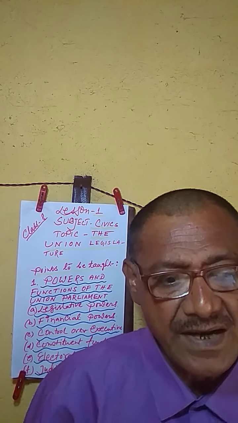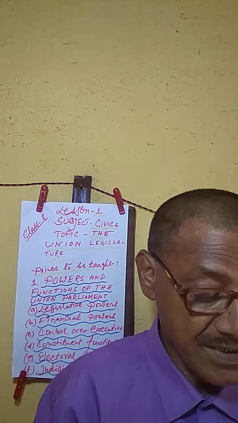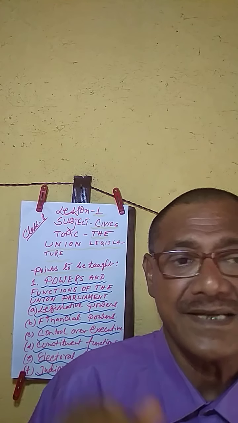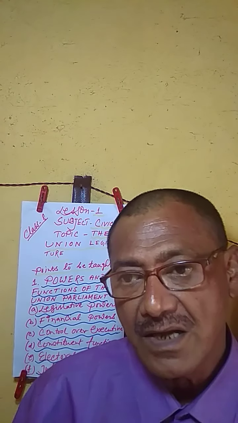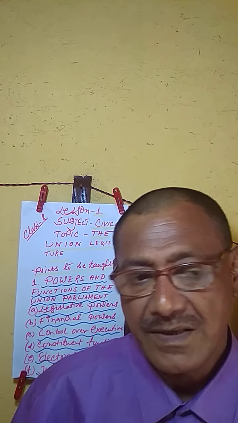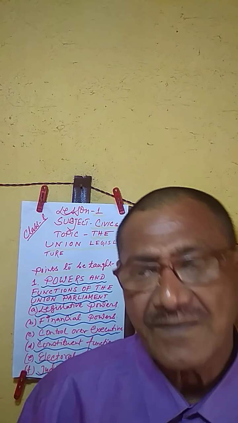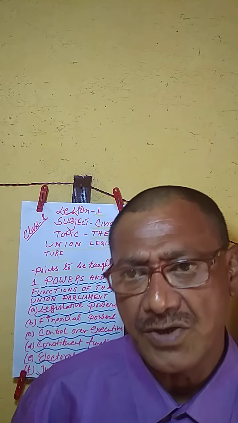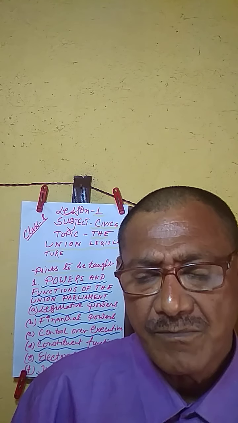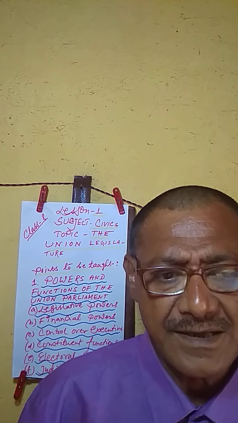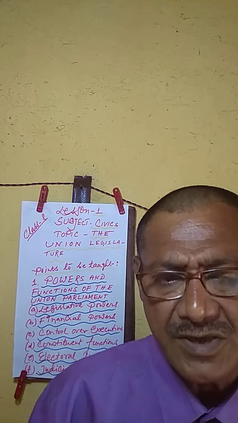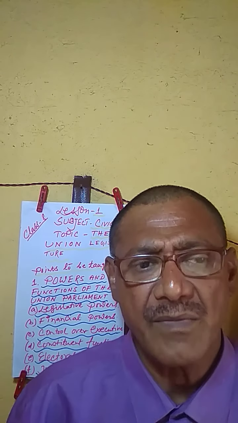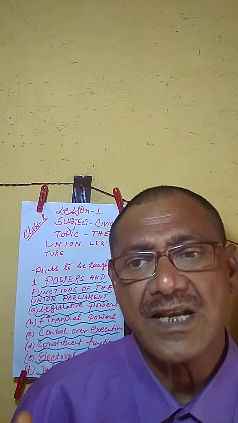Now, on a subject in the concurrent list, both the Parliament and the state can make laws. But the laws of the Parliament surpass the laws of the state, which establishes the superiority of Parliament. That means the role of Parliament is more important than the role of state legislatures. So in this way, Parliament establishes its influence over the state legislature.